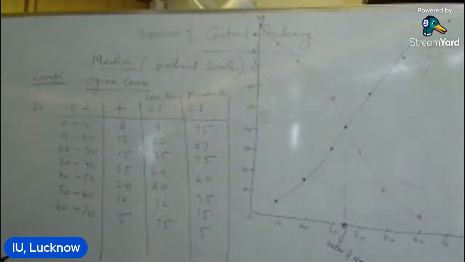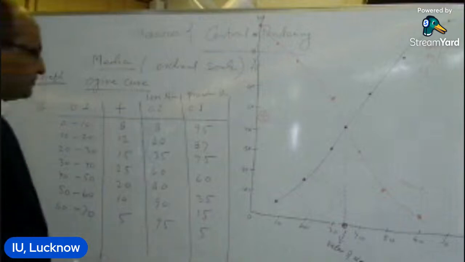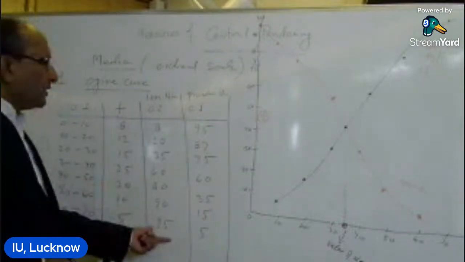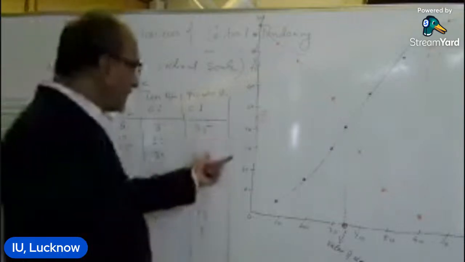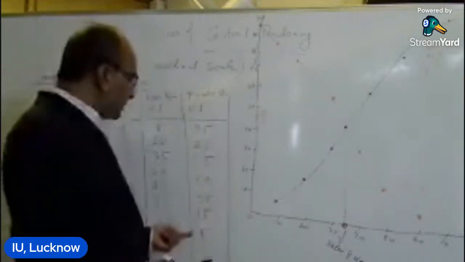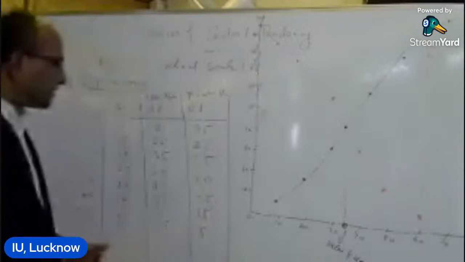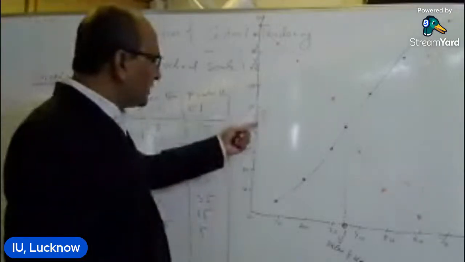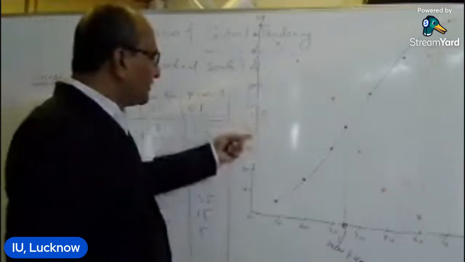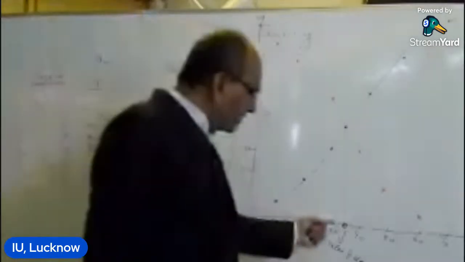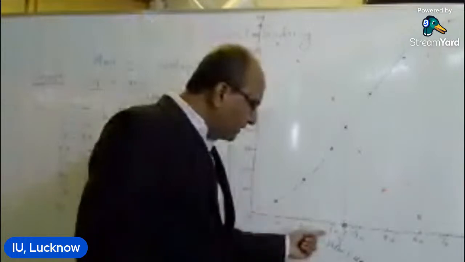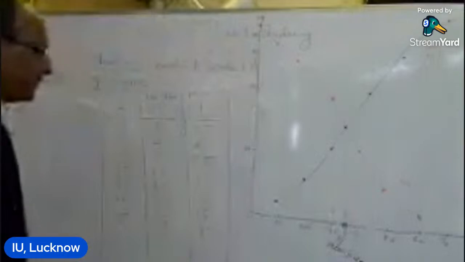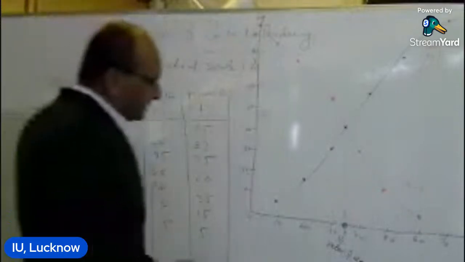So you just find it like this without using any formula. Here n is 95, and n by 2 is obviously 95 divided by 2, which is 47.5. So you see the n by 2 is somewhere between 40 to 50, and the value of the median is somewhere between 30 to 40. So this is the value of median.